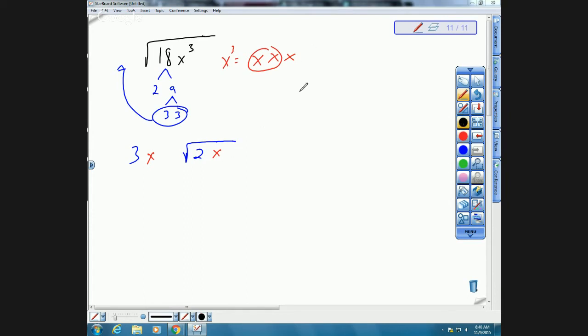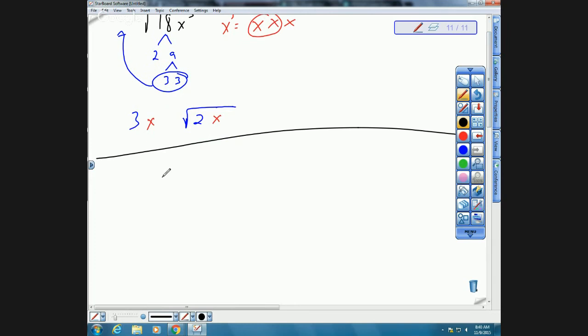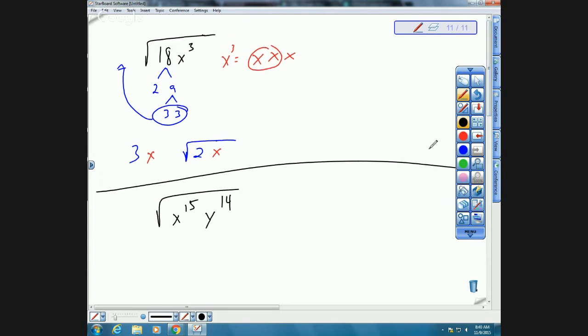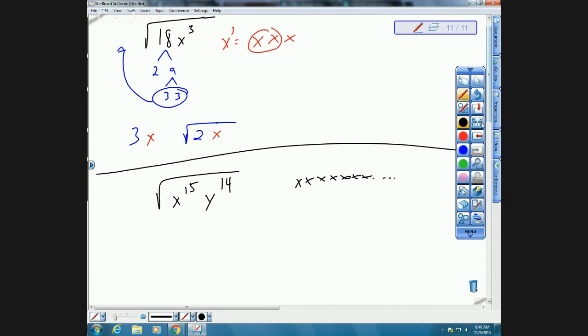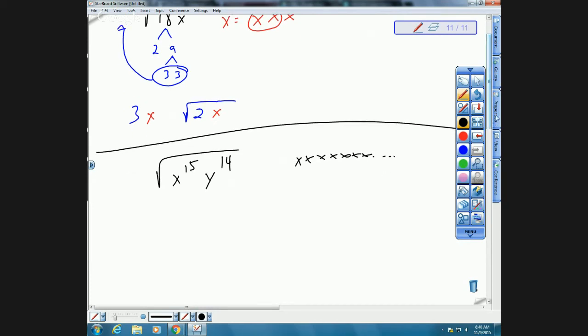All right, but the problem with that is I don't want to have to do that for all those. What if I have something big like, just do numbers here, something like this? I don't want to have to sit here and go x, x, x, x, x, x, all the way till I get to 15. So what am I looking for? I'm looking for pairs, right?